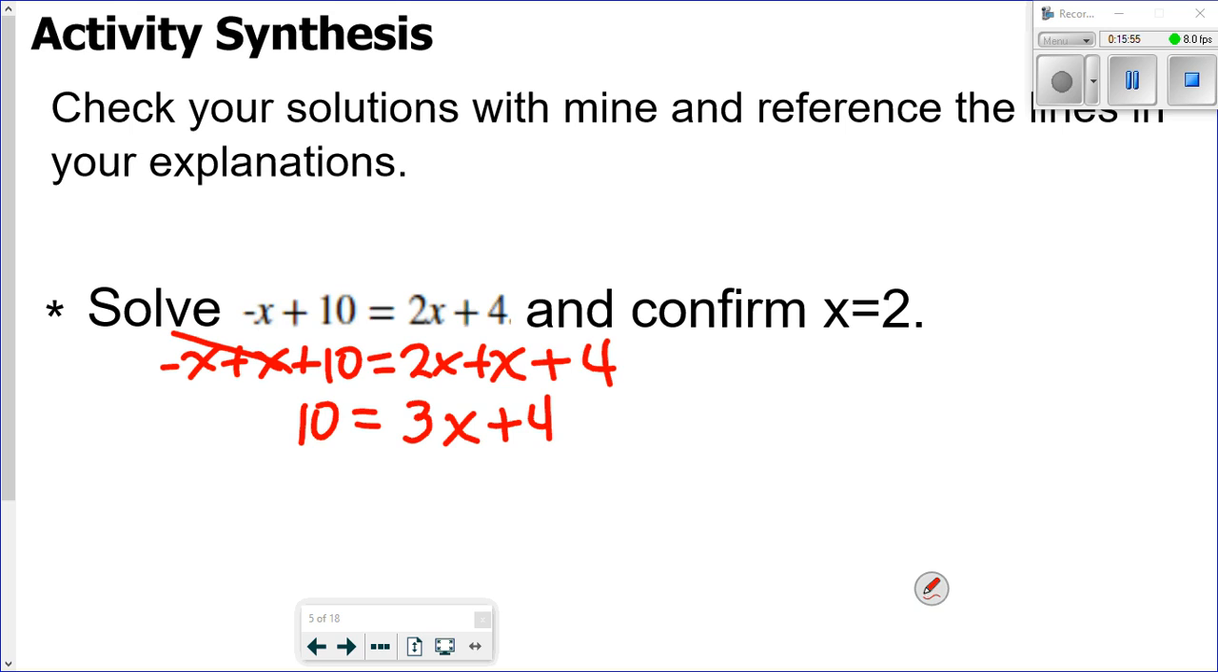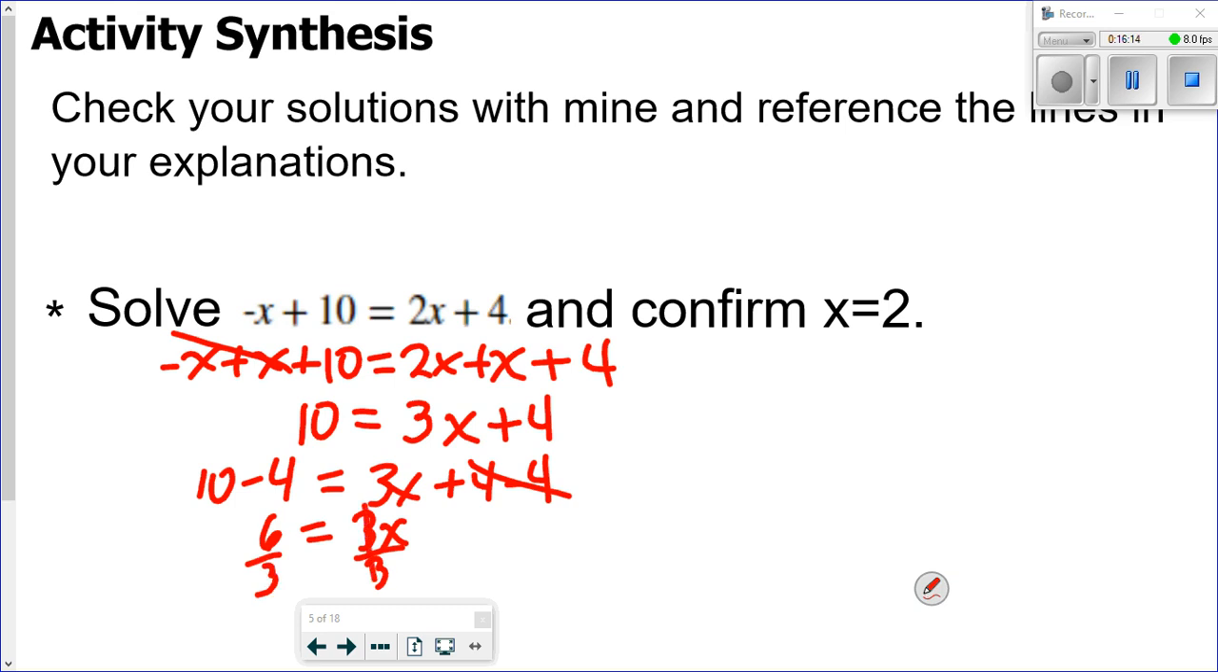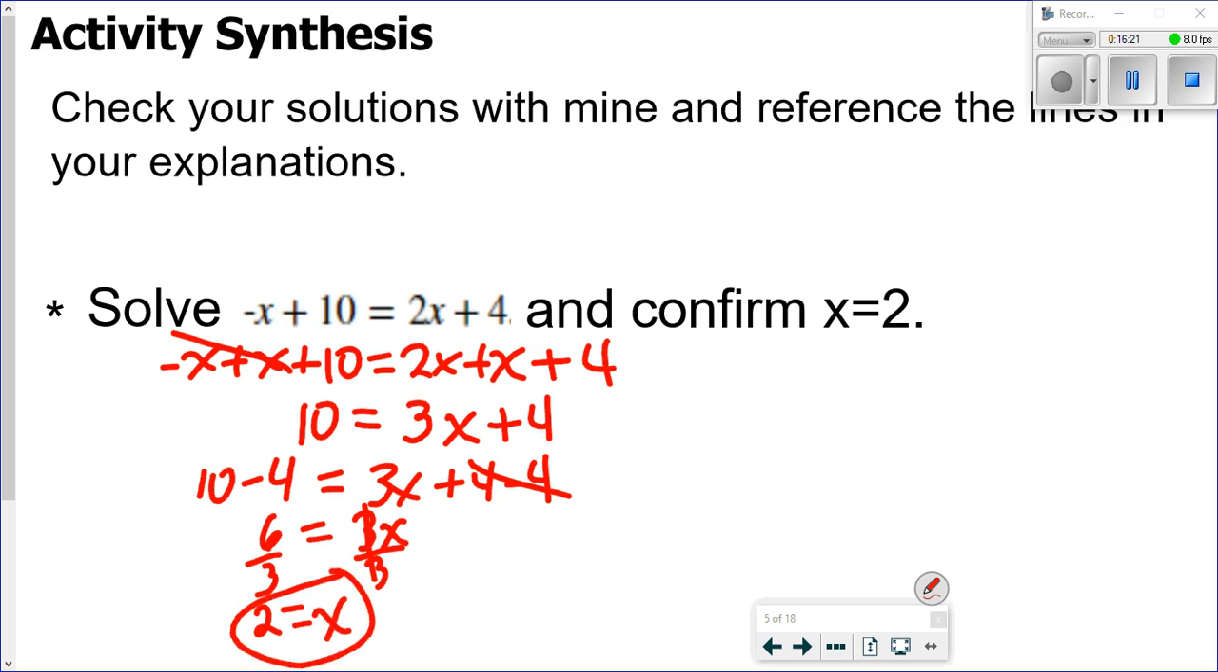So I can combine my 4 with my 10 and do the inverse of a positive 4, which is a negative 4, or subtracting 4, right? So I get my zero pair on the right. On the left, I know that 10 minus 4 gives me 6. So now I'm left with 6 equals 3x. And my last inverse operation would be to divide by 3. And I know when I divide 6 by 3, I do in fact get 2, which confirms that x does in fact equal 2.